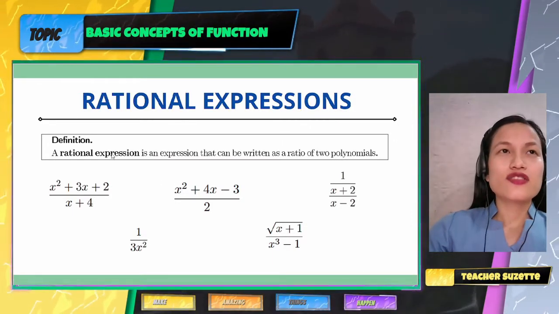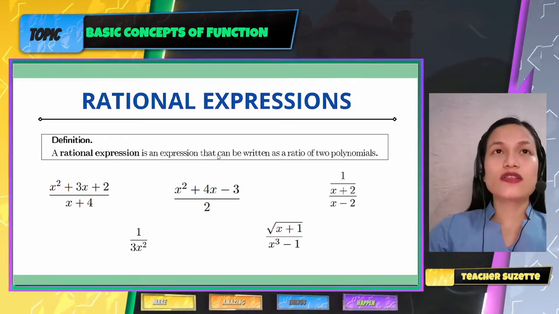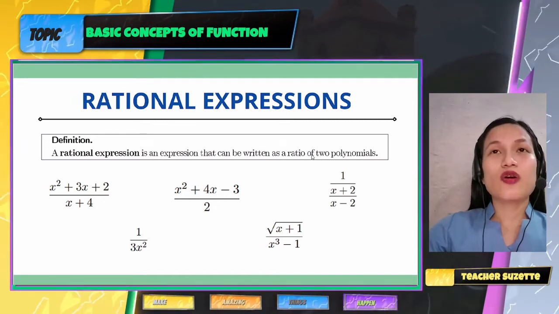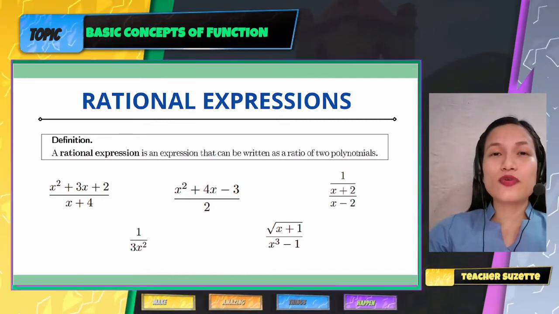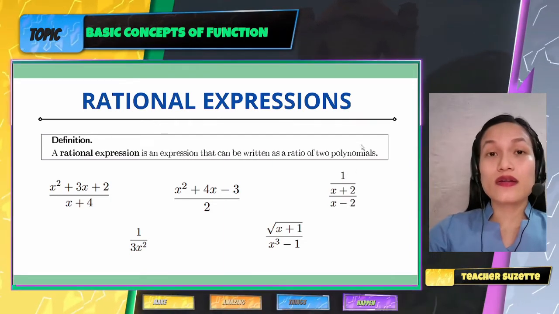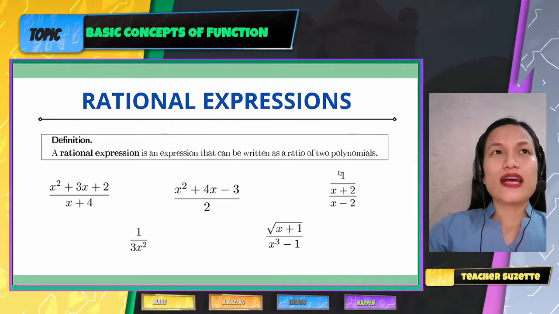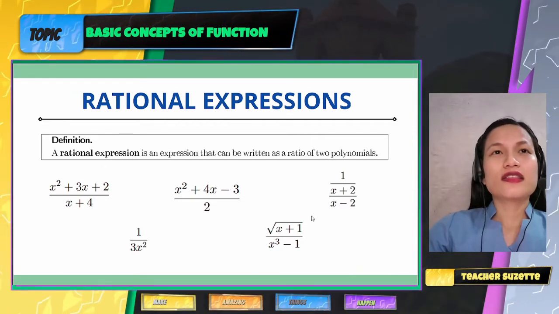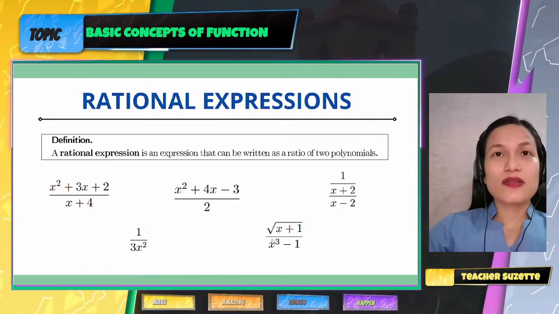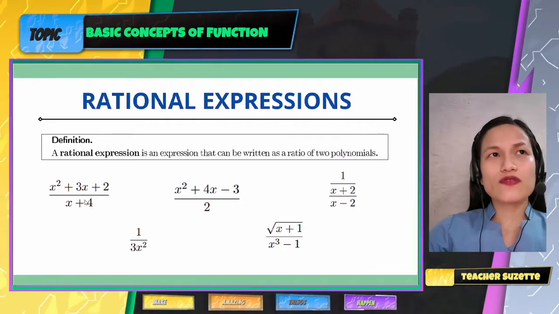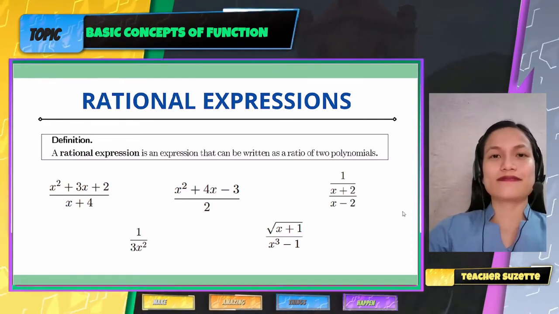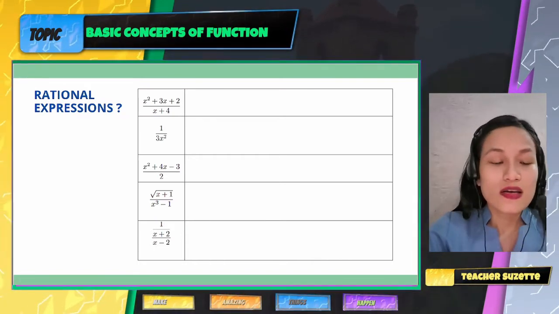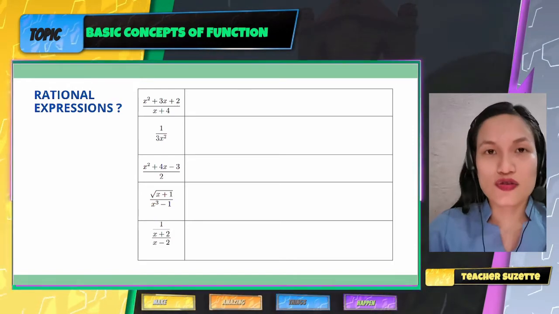So rational expression is an expression that can be written as a ratio of two polynomials. Ratio of two polynomials. So, recall nyo po yung definition ng ating polynomial kasi we are going to observe yon dito sa ating rational expression. So, I have here different types of ratios, but we are particularly going to determine which of this is a rational expression. Now, this time, we are going to examine if the following expressions are considered as a rational expression.